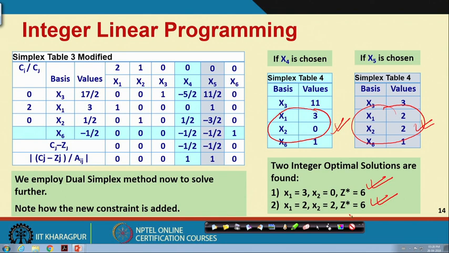All right. So, I have also shown both graphically as well as through simplex how you use the cutting plane method to find the integer linear programming problem solution, right.